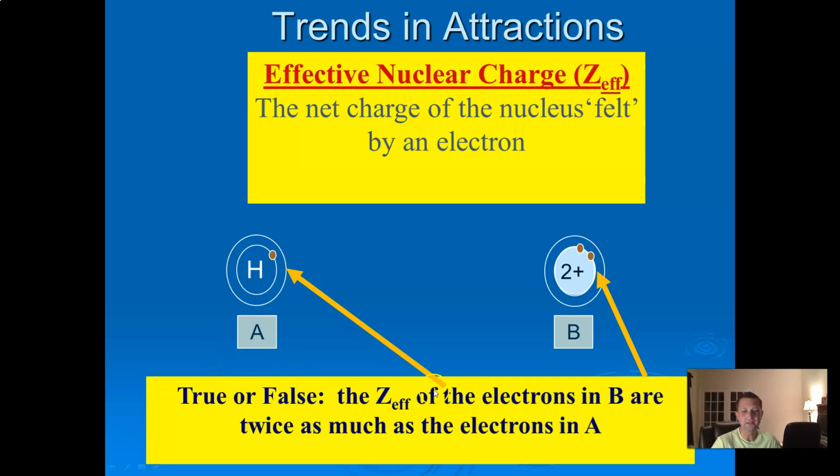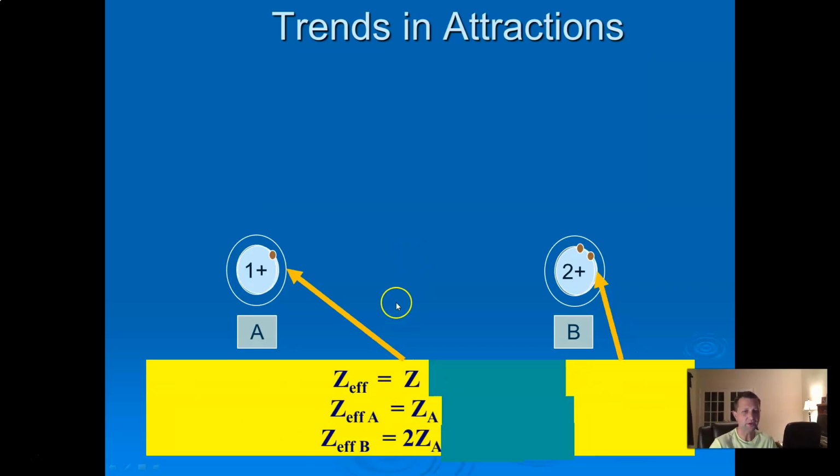So true or false? The Zeff of the electrons in B, right here, helium, is twice as much as the electrons in A. So let's take a look at it. So A has hydrogen, okay, it's 1 proton, and helium has 2. So would you think that helium, those electrons here, feel twice as much pull, twice as much attraction as the hydrogen electrons do? It would seem like the answer to that is obviously true, but we're going to find out that it's actually not. So here we go.